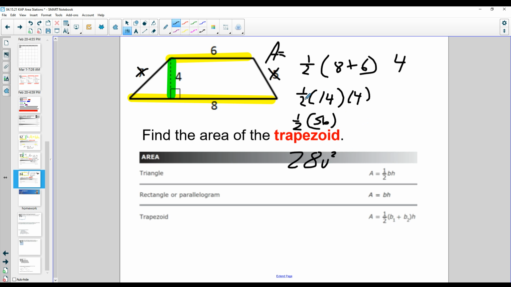Or another way you do is, this is how I would do it. Half of 14, half of the bases, is 7, times 4 is 28 units squared. Or half of the height is 2. 2 times 14 is 28 units squared. And that's how you find area.